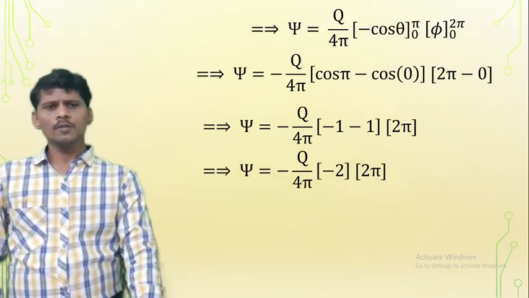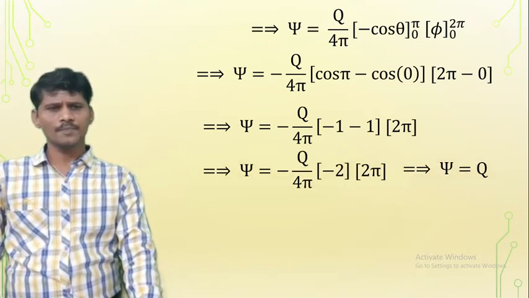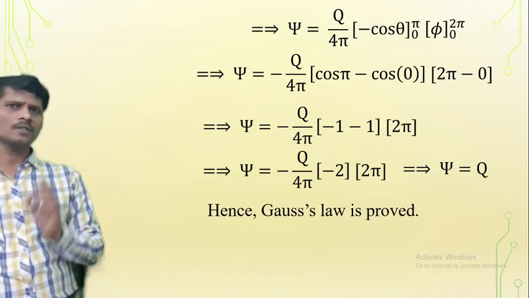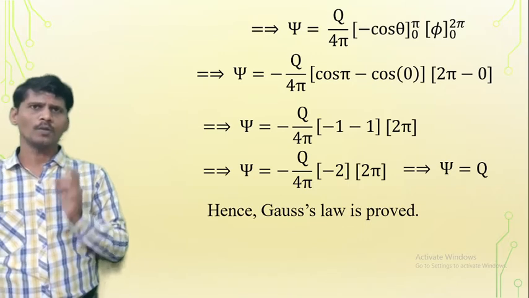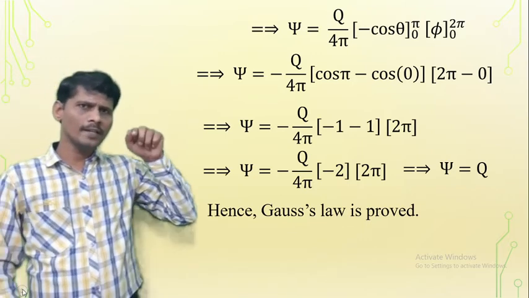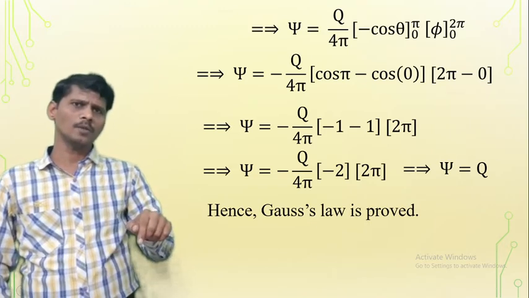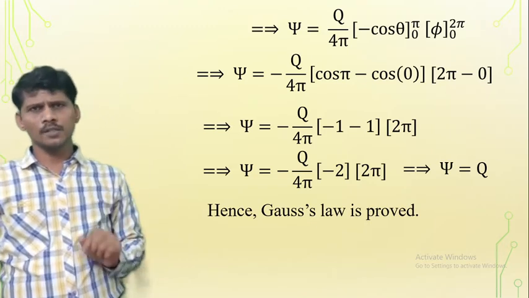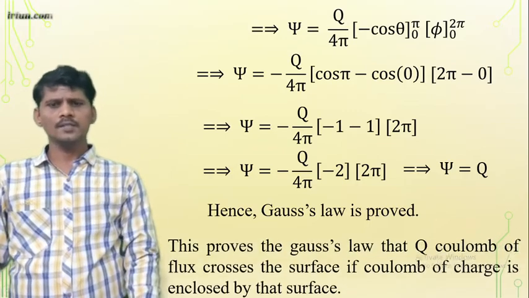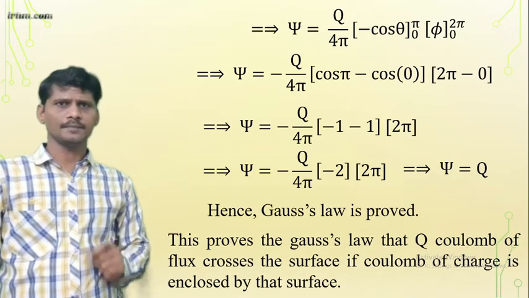This is the proof of the Gauss law. Hence, the Gauss law is verified, proved. What is the statement of the Gauss law? The electric flux passing through any closed surface is equal to the charge enclosed by that surface, that is psi is equal to Q. Hence, the Gauss law is verified.